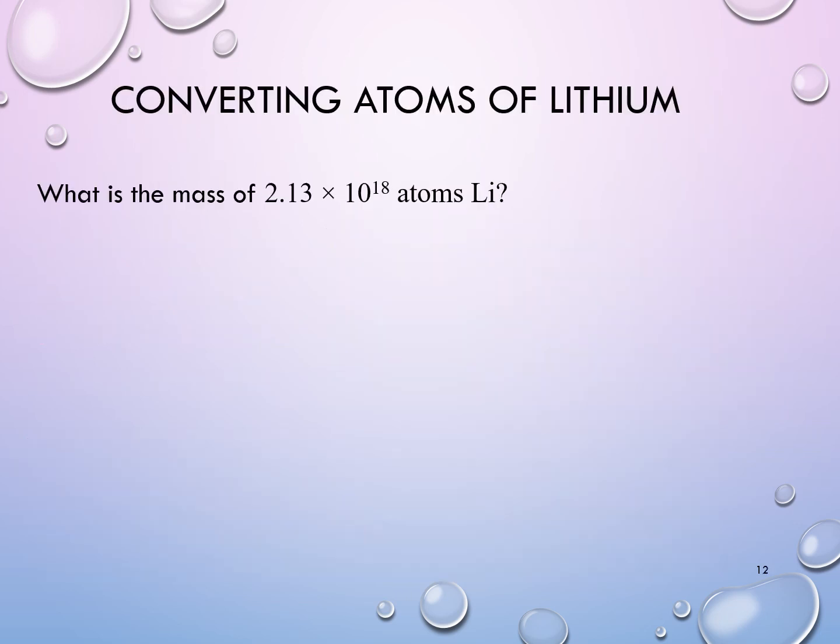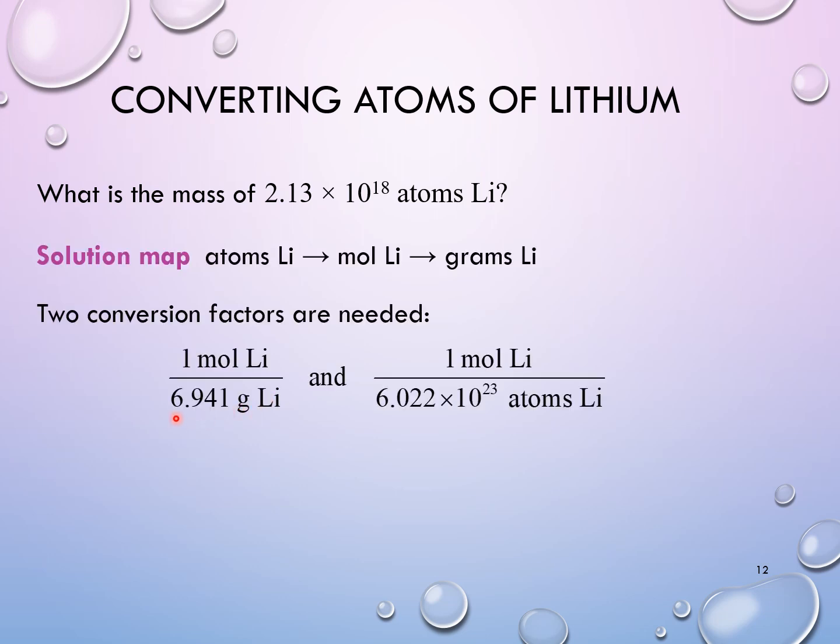Next question. What is the mass of 2.13 times 10 to the power 18 atoms of lithium? So you'll have to look up the information about lithium. We need the molar mass of lithium, and then obviously we know Avogadro's number for lithium. 1 mole has 6.022 times 10 to the power 23 atoms. So if you look on the periodic table, we get 1 mole of lithium is 6.941 grams. And 1 mole of lithium is 6.022 times 10 to the power 23 atoms of lithium.